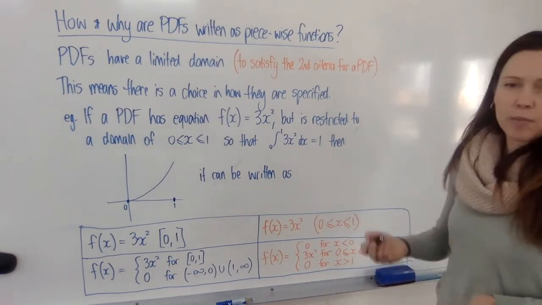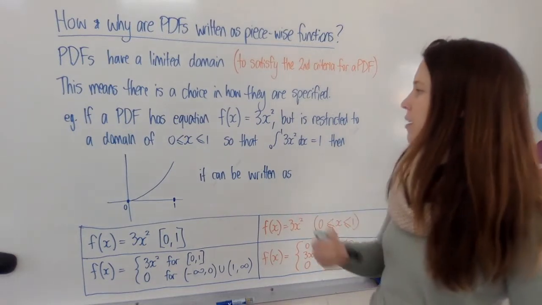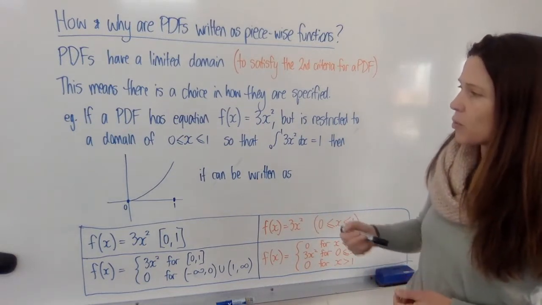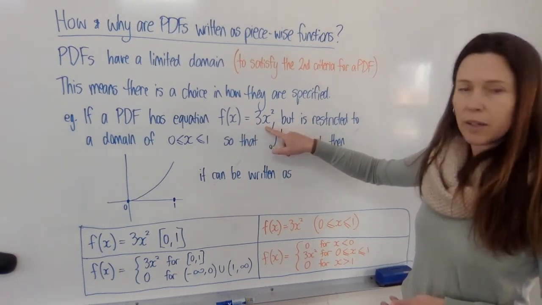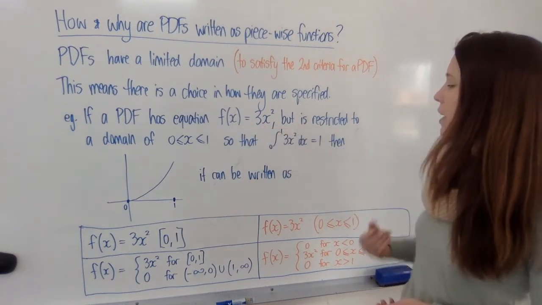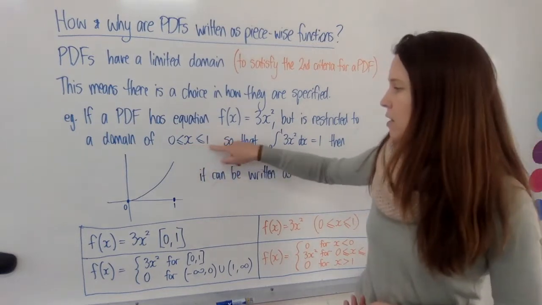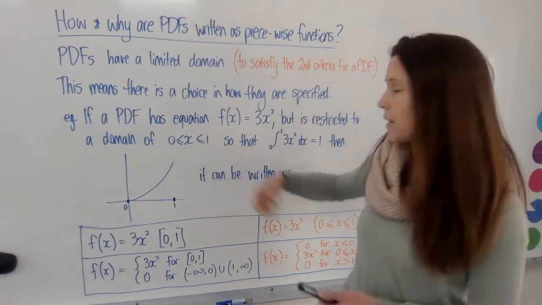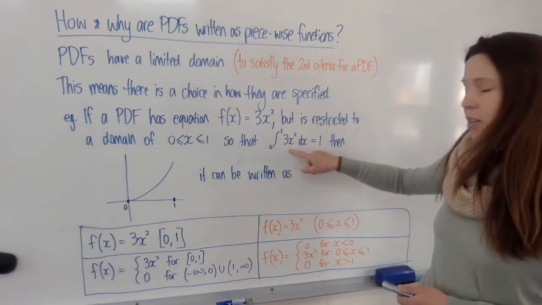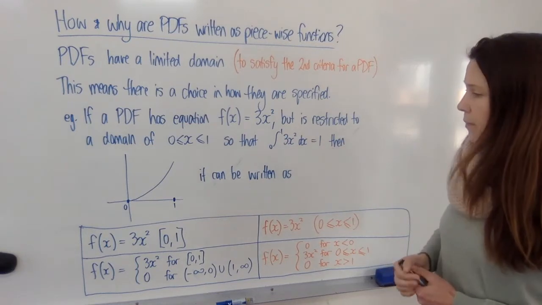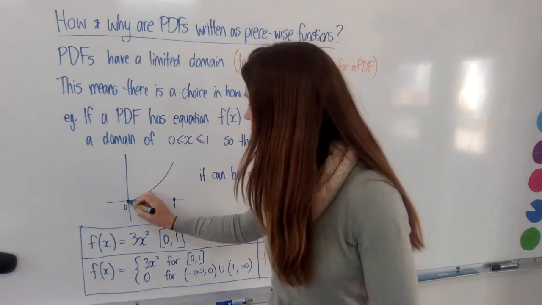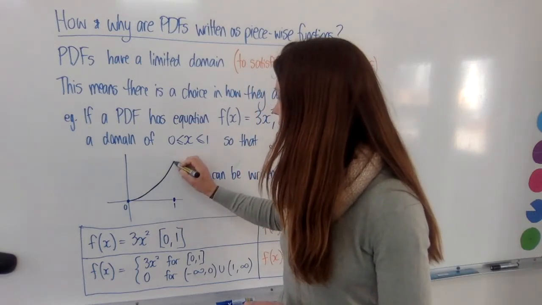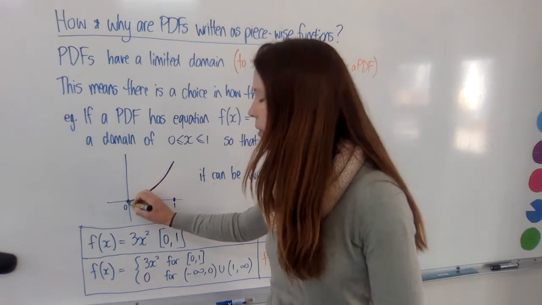So you've got some choice in how you specify a PDF. Let's have a look at an example here. If we had a PDF where the equation was f of x equals 3x squared, but we've restricted it to this domain so that the area underneath the curve equals 1, then what it's going to look like is this, but the only part that we actually want that specifies the probabilities for us for this example is this part.